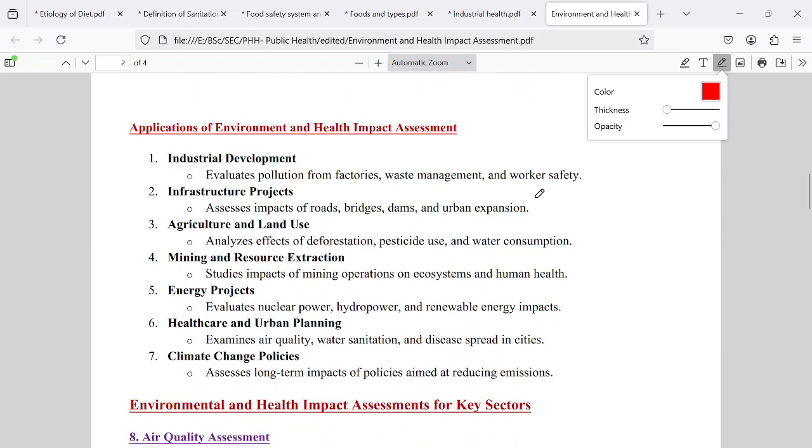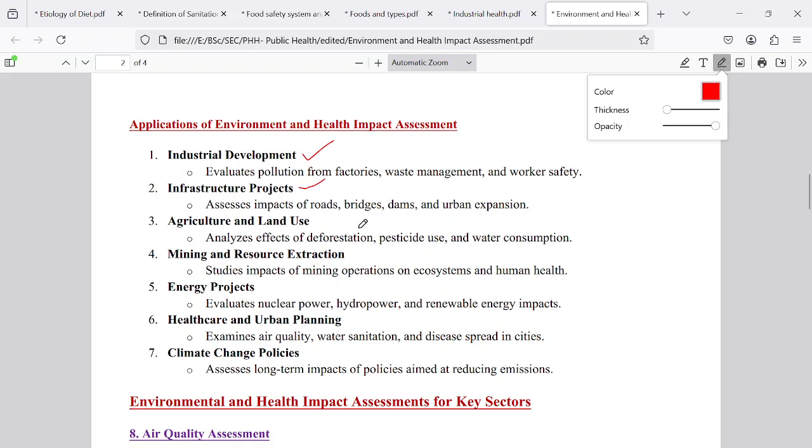Then the application of environmental impact assessment is in industrial development, a new way to develop the industries. Infrastructure project assessment: what are the impacts of new roads, bridges, dams, especially in the forest region? For example, if a project is built in a forest region to store water, you have to assess how much forest is removed and how much infrastructure is removed.